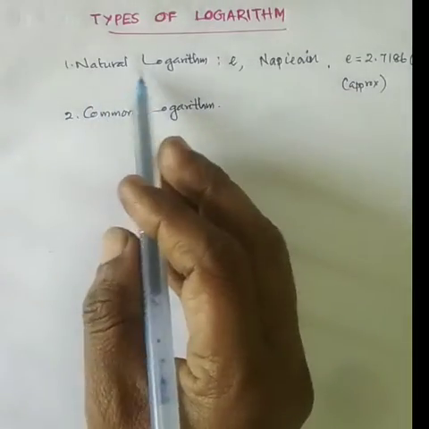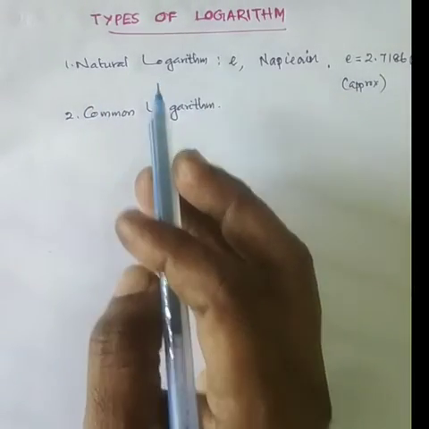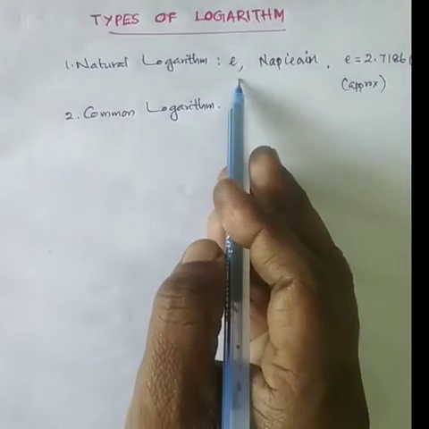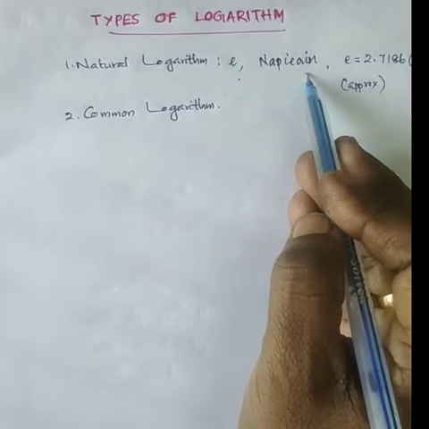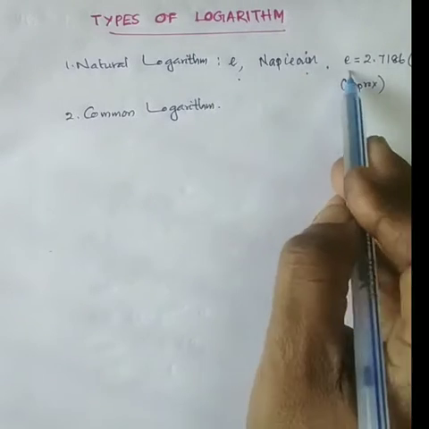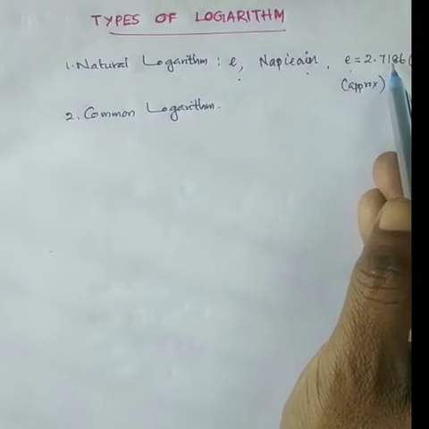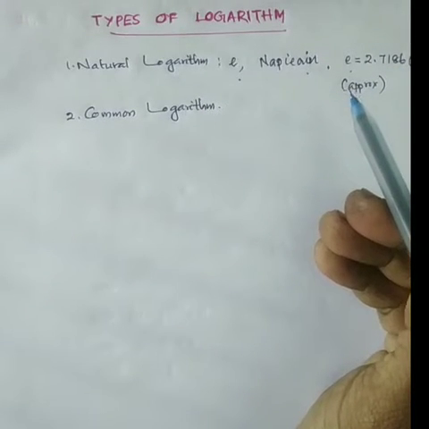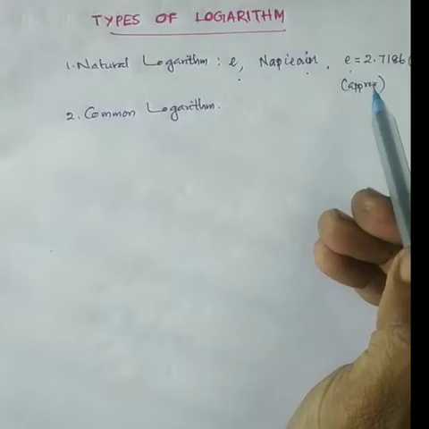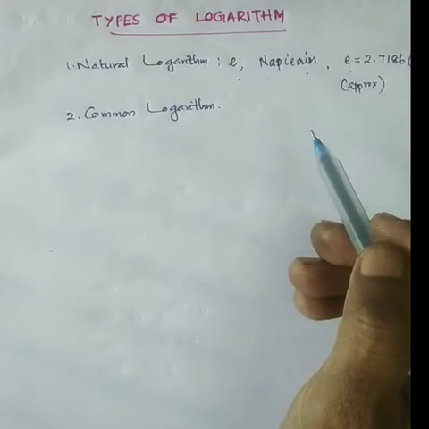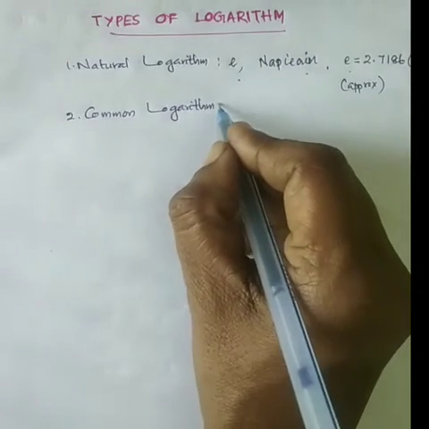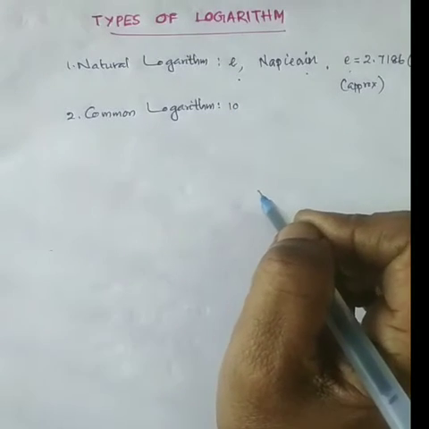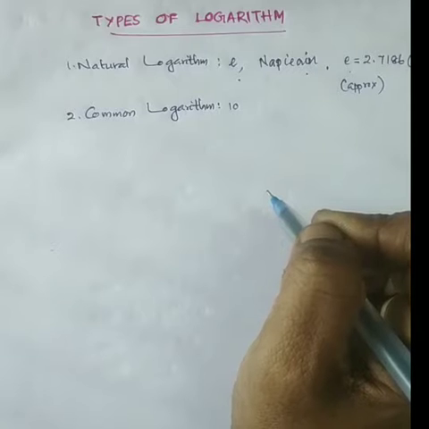So, first one, natural logarithm. The logarithm of a number to the base e is called natural logarithm. This is also called the Napier logarithm, and the value of e is 2.7186 approximately. Second one, common logarithm. The logarithm of a number to the base 10 is called common logarithm. In numerical calculations, common logarithms are used.